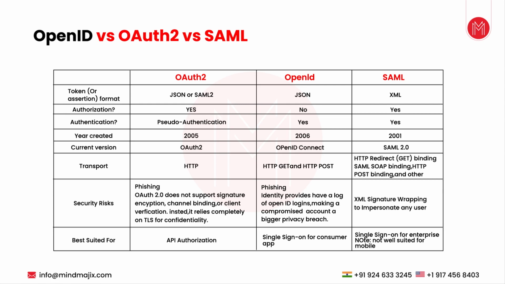OAuth 2.0 is best suited for API authorization. OpenID is best suited for single sign-on, and SAML is also best suited for single sign-on. So that's pretty much it. I know it's a little bit difficult to understand OpenID, but we just tried to cover the fundamental parts of what OIDC and OAuth 2.0 are all about.